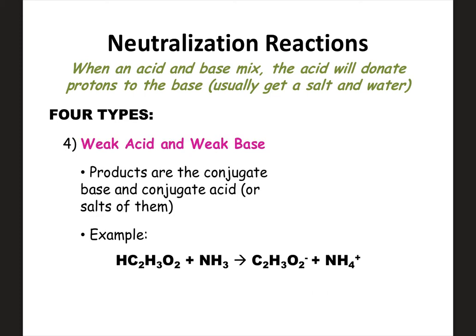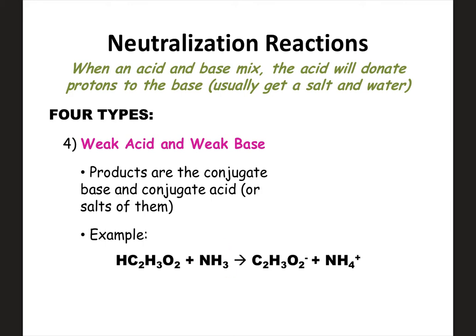The fourth type is when you have a weak acid and a weak base reacting. The products are going to be the conjugate base and the conjugate acid, or salts of them. In this example, we have acetic acid reacting with NH3. We can't get water forming because we don't have the OH present in the weak base, but we know that the weak acid is going to give up an H plus to the NH3.